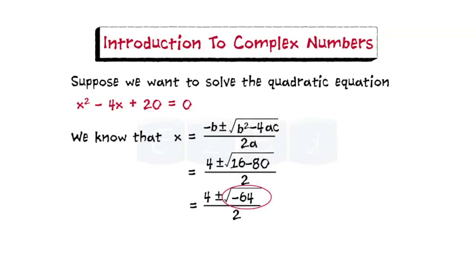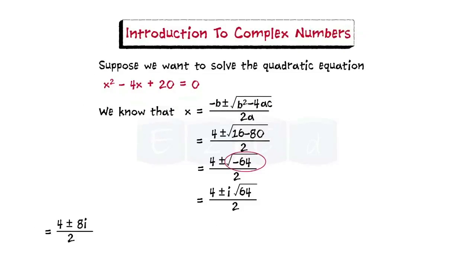We now return to our problem from above. We didn't know what to do with square root of minus 64. Now we can write the solution using complex numbers as follows. 4 plus minus square root of minus 64 over 2 is equal to 4 plus minus i times square root of 64 over 2, which on solving gives 2 minus 4i and 2 plus 4i as the solutions.